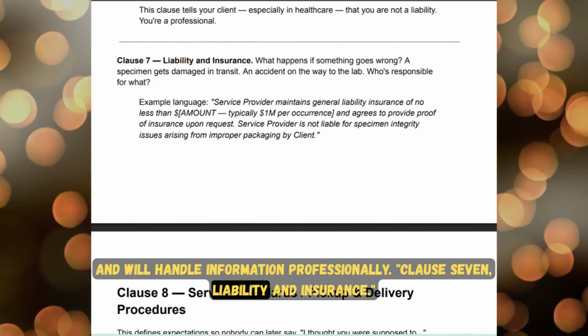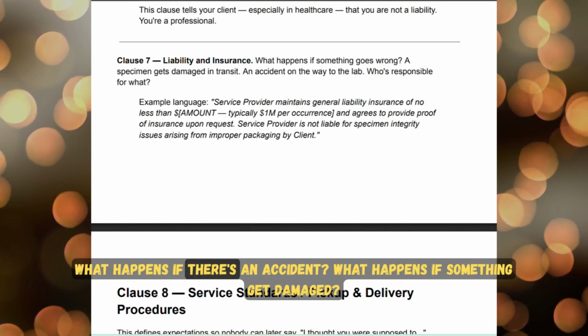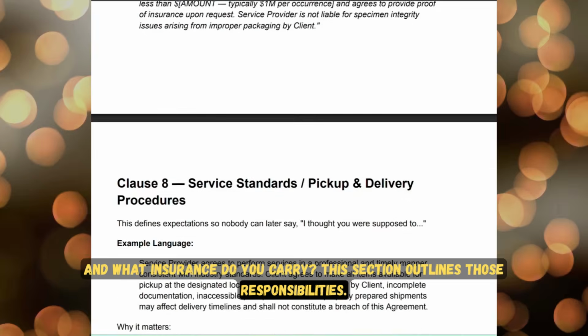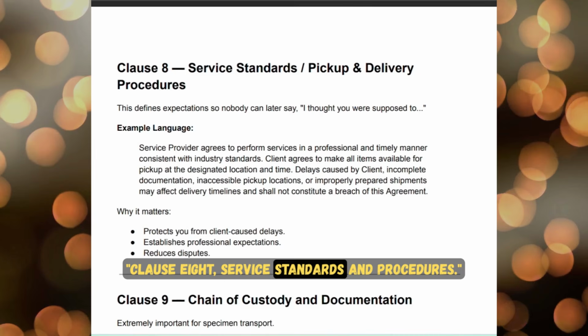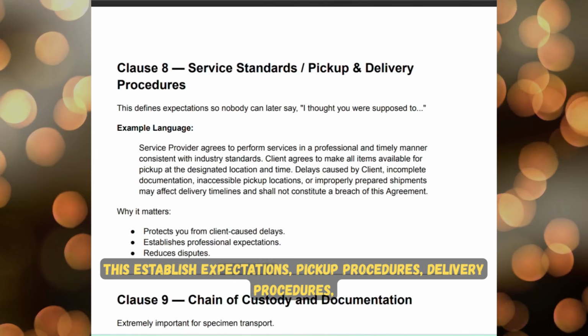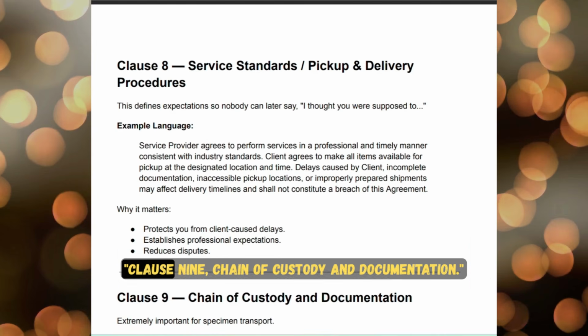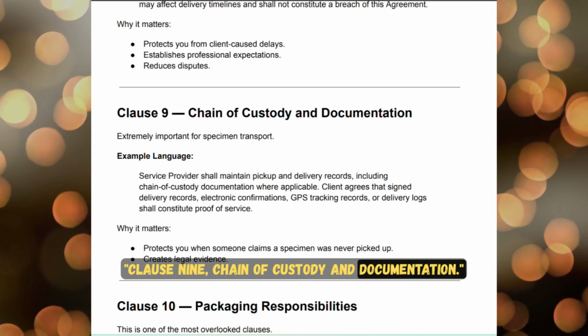Clause 7, liability and insurance. What happens if there's an accident? What happens if something gets damaged? And what insurance do you carry? This section outlines those responsibilities. Clause 8, service standards and procedures. This establishes expectations: pickup procedures, delivery procedures, professional conduct, and response time. It helps prevent misunderstandings.